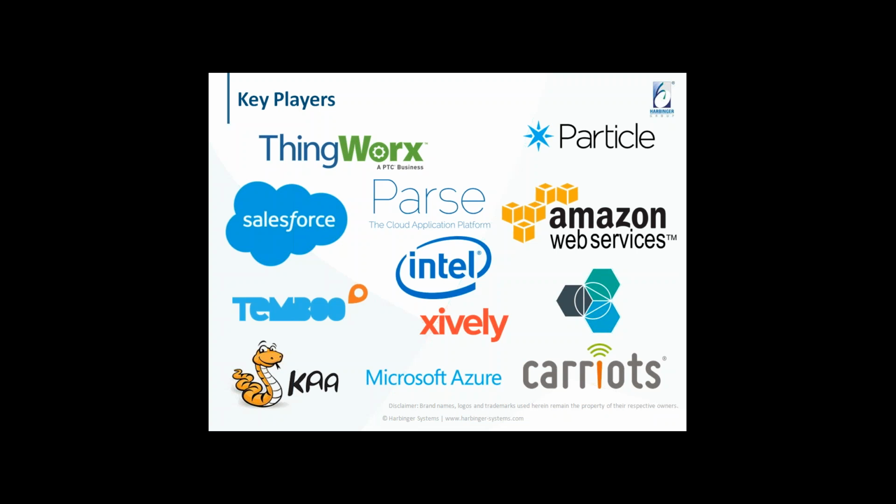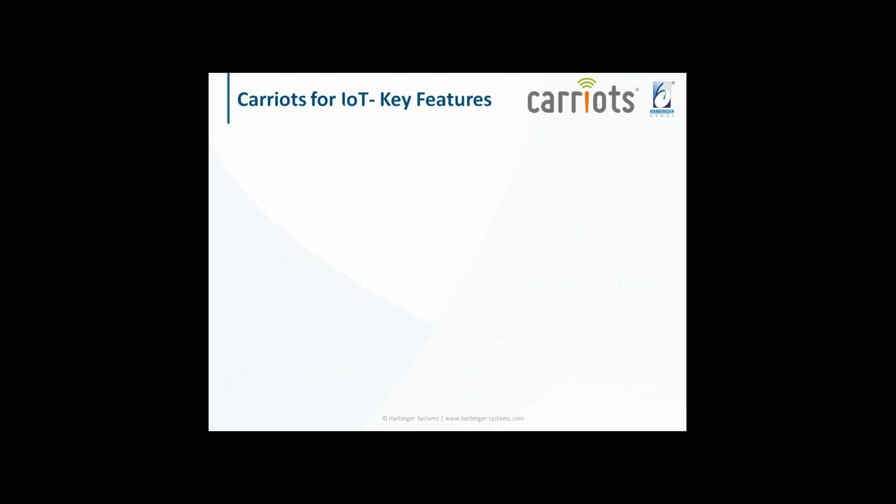Let me dig into three specific platforms in detail. The first platform we are going to go into is Carriots. Carriots is a platform designed for quickly building IoT use cases. It has ready-to-use SDKs for prototyping devices like Arduino and Raspberry Pi, as well as for many industrial devices. It is better suited for tiny prototypes of IoT or for machine-to-machine applications.